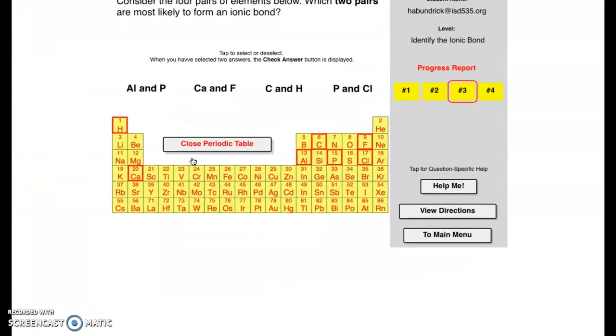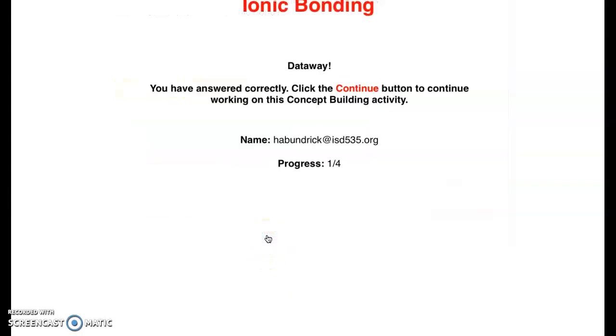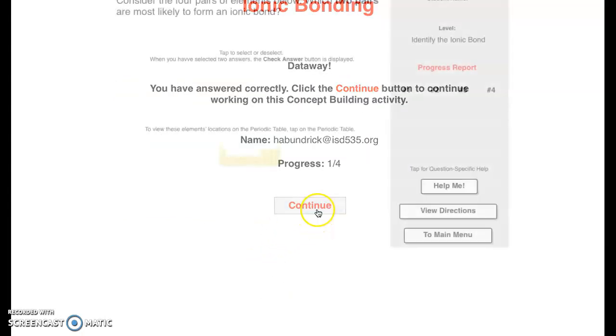So if you reference that slide, you'll find out that aluminum is a metal and phosphorus is a nonmetal. Calcium is a metal, fluorine is a nonmetal. Carbon and hydrogen are both nonmetals, and then phosphorus and chlorine are both nonmetals, so that neither of these two would form ionic bonds. So that's how you do that one.